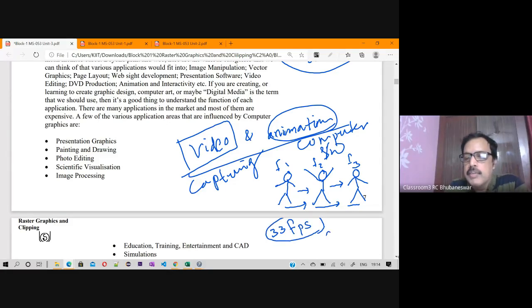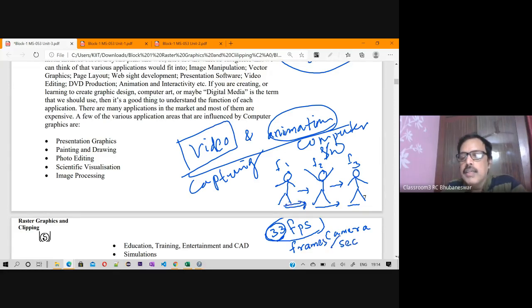In a camera, it is being written. Any idea? No, sir. 33 FPS means there are 33 frames per second.